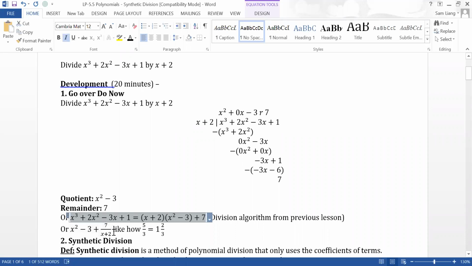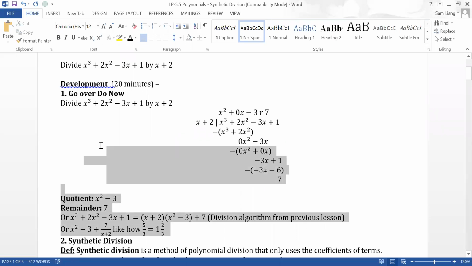I make the comparison to 5 divided by 3. So 1 is the quotient for that problem, 2 is the remainder, and 3 is the divisor. In this case, x squared minus 3 is the quotient, 7 is the remainder, and then you divide that by the divisor. It's like 1 and 2/3.